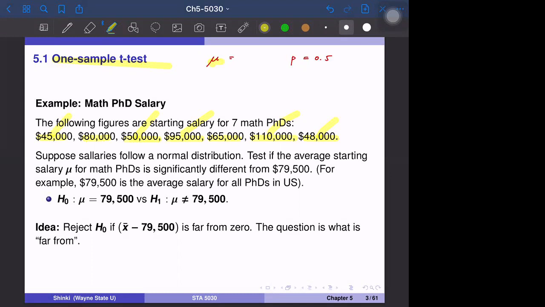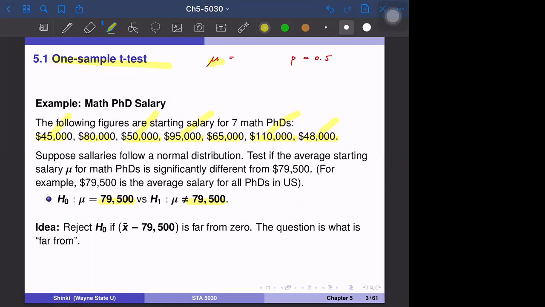Okay, so we want to test if the population mean of math PhD salary, based on all math PhDs in the United States, is equal to 79,500 or not 79,500. Actually, 79,500 is the average salary, so population mean salary for all PhDs in the United States. So basically, we want to see if math PhDs have the same level of salary as other majors or not. We want to test that hypothesis.